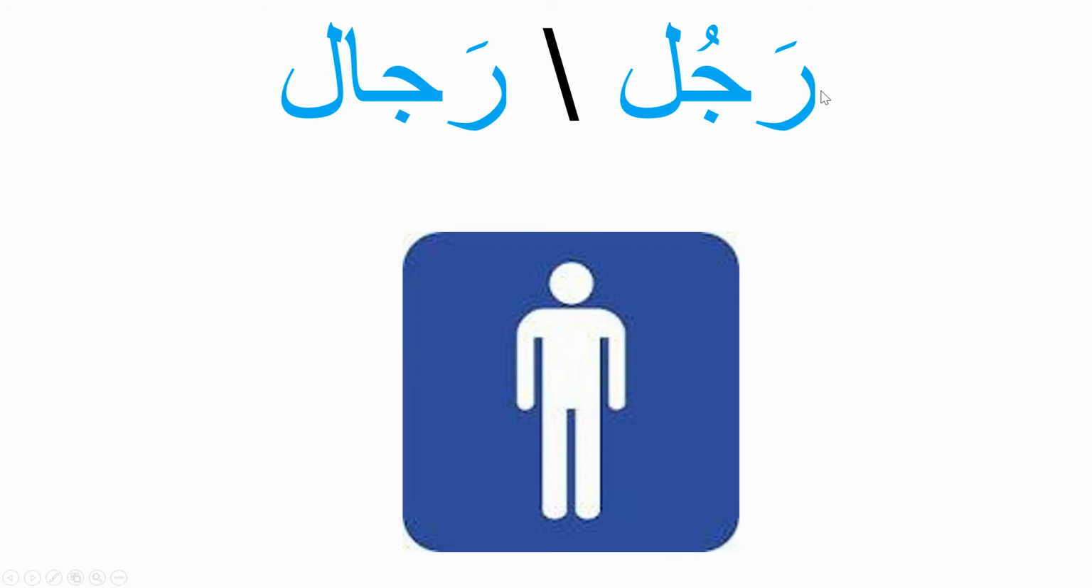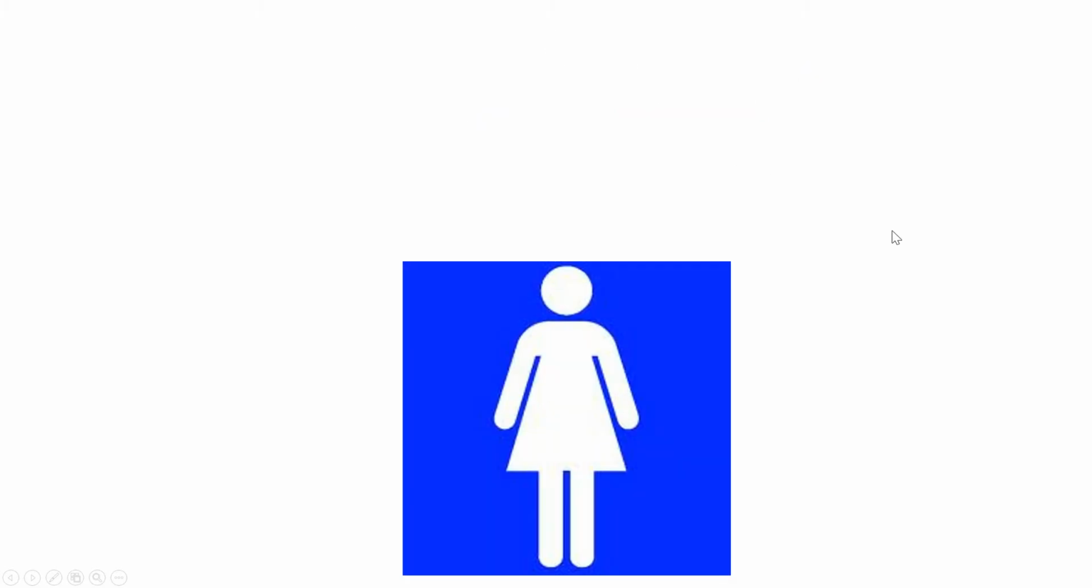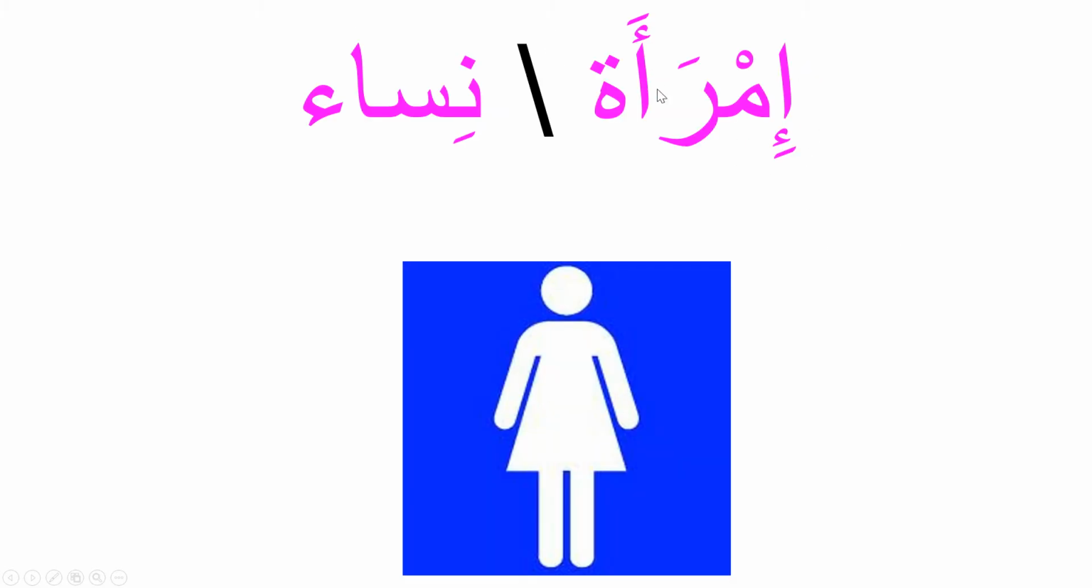A man is rajul. And then men, a group of them, actually there should be a kesra here: rijal. It's not rajal, I believe it's rijal. What about a woman? Imra'a. And then a group of women: nisa.